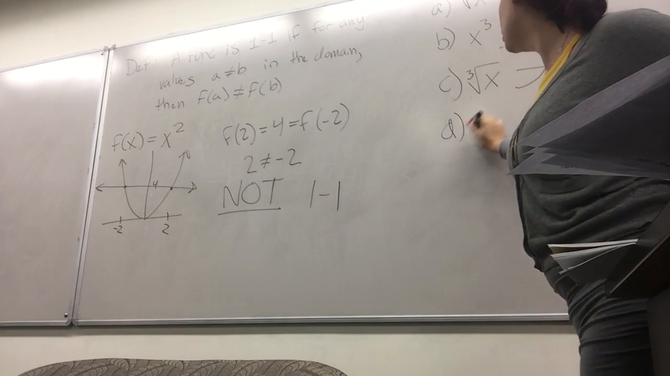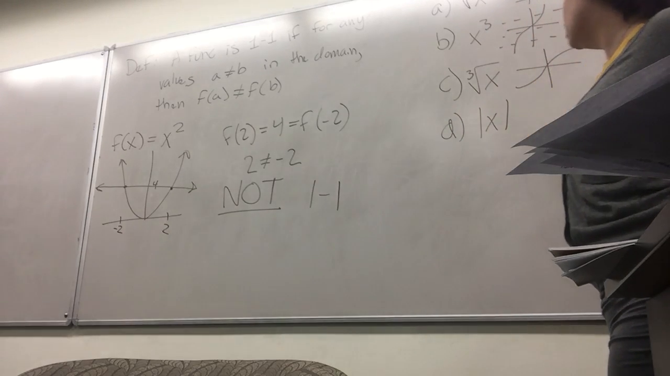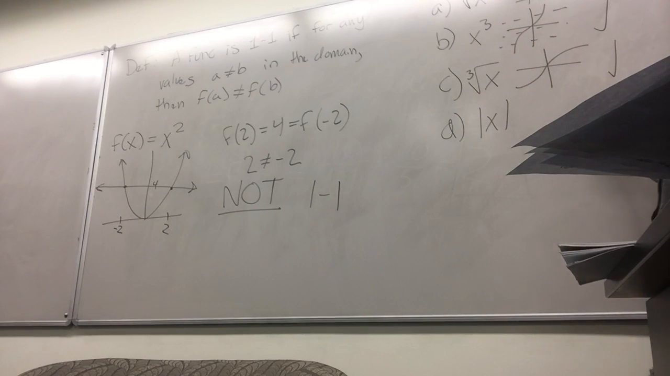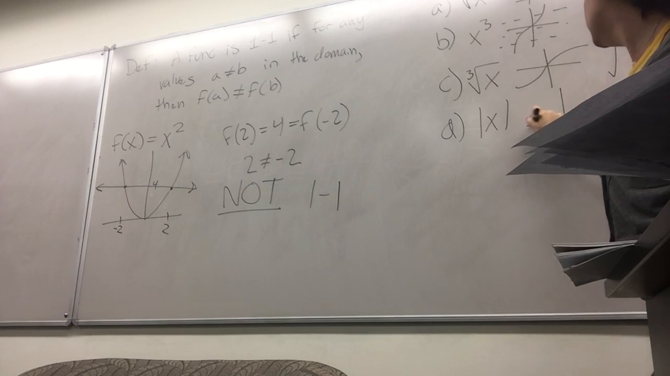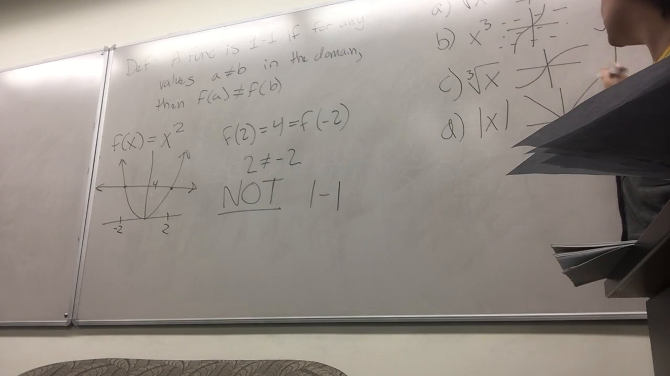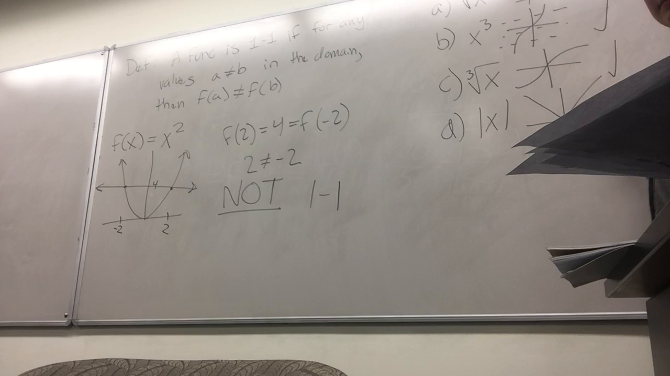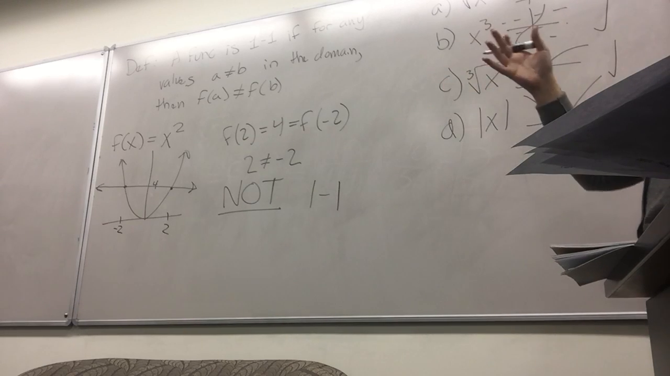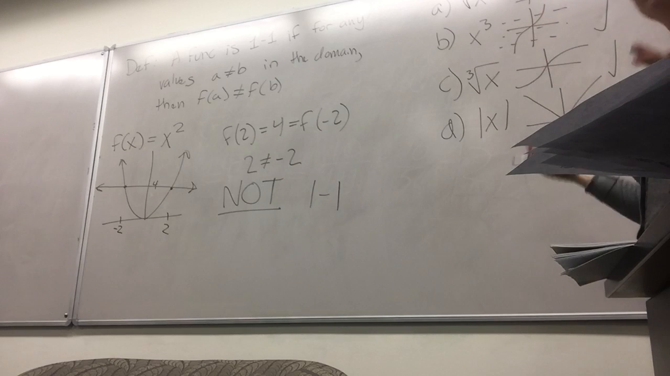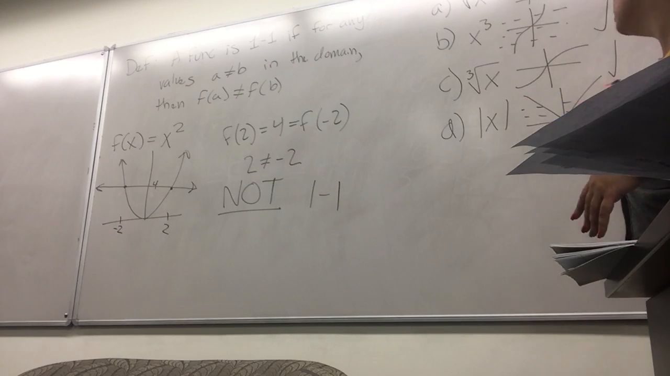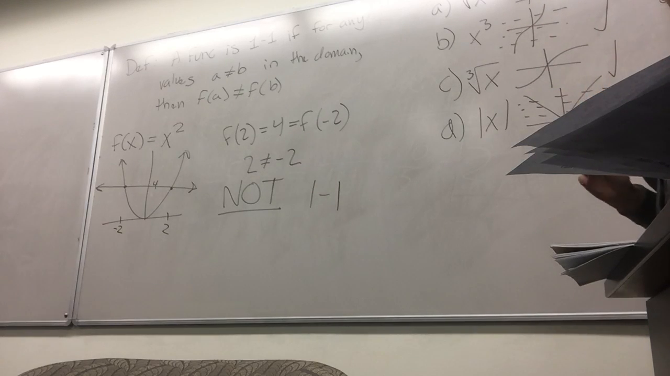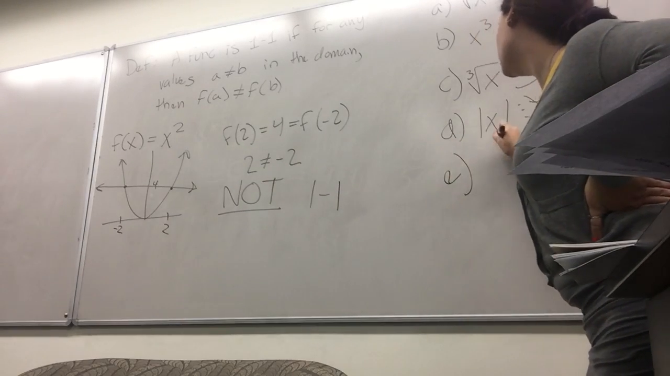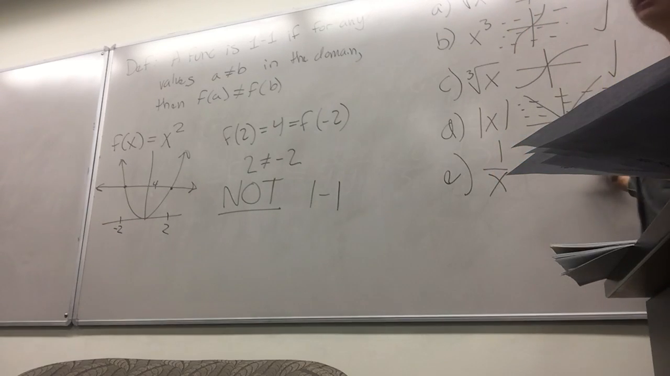What about the absolute value function? What does that look like? A V. And it doesn't pass, because it's almost the exact same graph look-wise as x squared. It's just flat instead of curvy. So that means there's a whole bunch of times that it doesn't pass the horizontal line test. What about 1 over x? What does that look like?